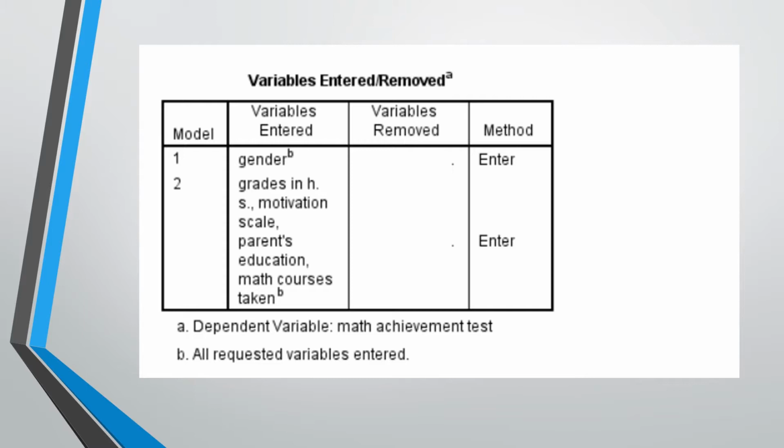The first chart we're looking at right here is the variables entered or removed. We have Model 1 and Model 2 listed right here. This indicates that we first tested for gender as a predictor of math achievement, and then we added the remaining variables, which are listed right here, and tested that model as well.